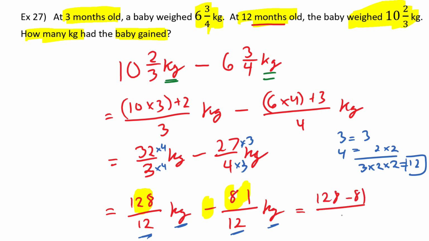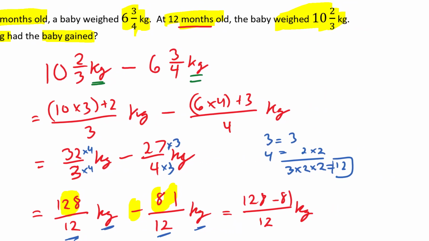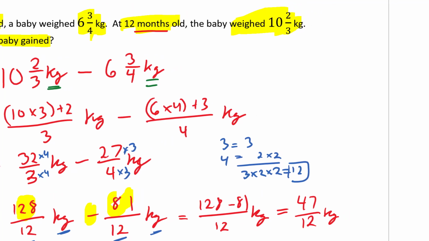128 minus 81 over 12 kilograms. And here we get, what's that? 128 minus 81, that's 47 over 12 kilograms. Again, you can see this is an improper fraction. We must convert it back to a mixed number.